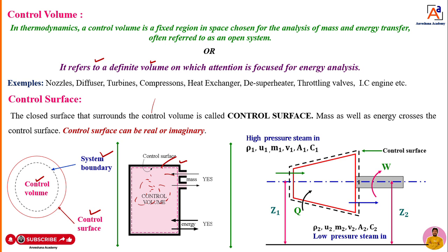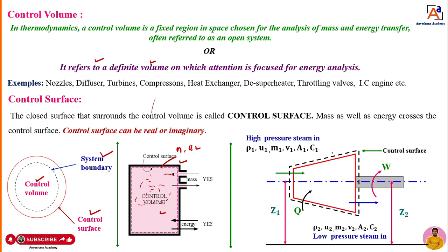Then it becomes a small region or a region in a space. That fixed region or a definite volume which is considered for the study of the mass as well as energy transfer, that volume we can call a control volume. How is it, dear students? One example I will show you now.